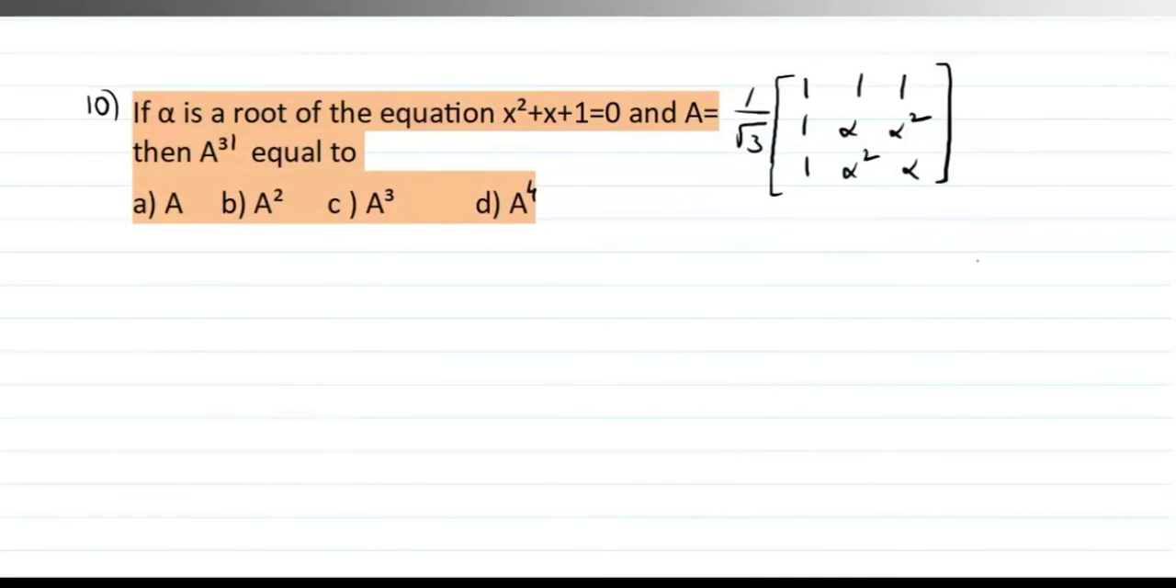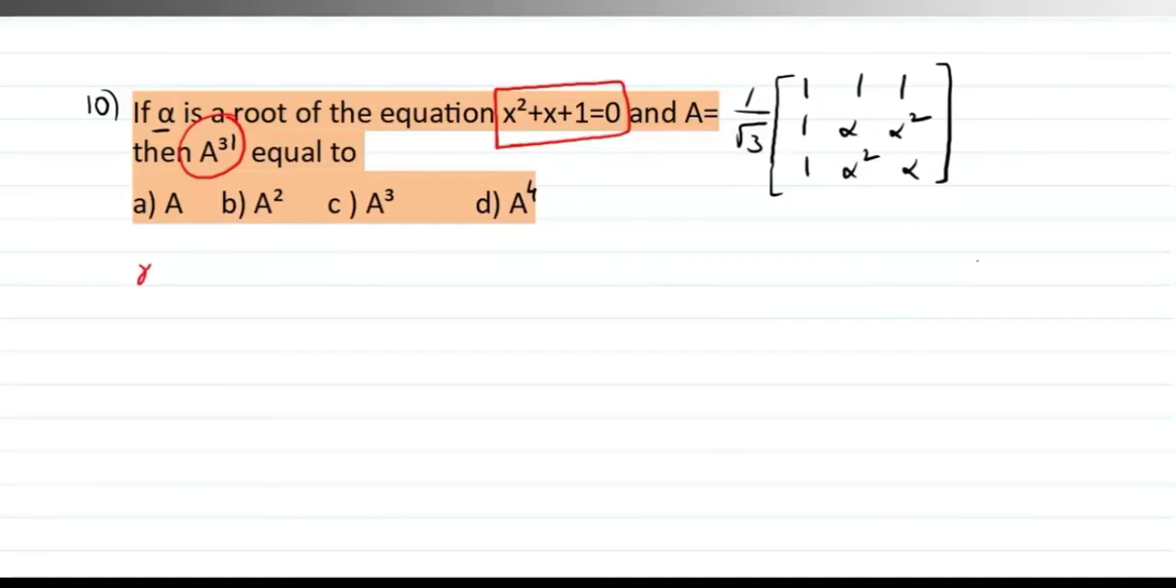Friends, come to question number 10. The question is, if alpha is a root of the equation x square plus x plus 1 is equal to 0, and the matrix A is 1 by root 3 times of [1, 1, 1; 1, alpha, alpha square; 1, alpha square, alpha], then what is the value of A power 31? We have to find the value of A power 31.